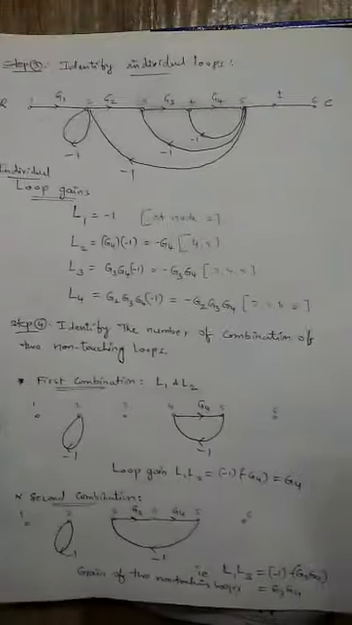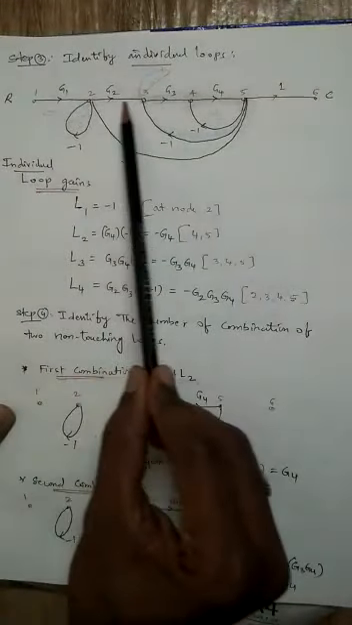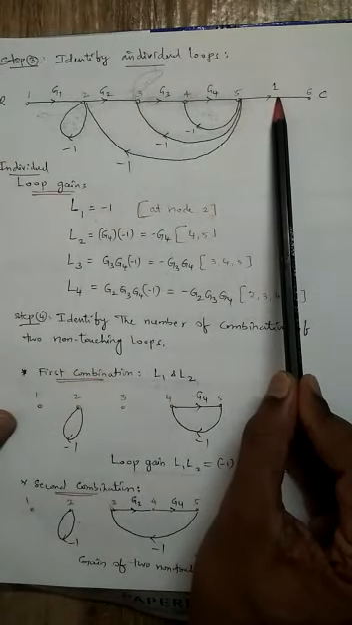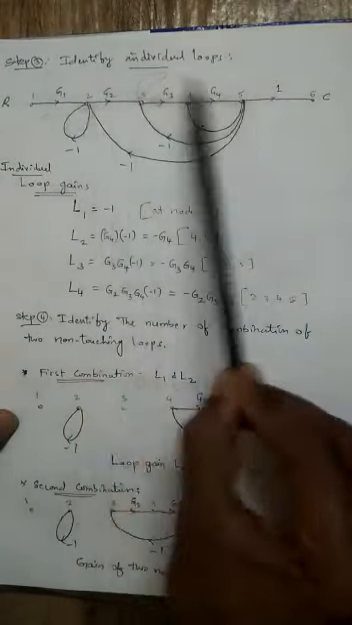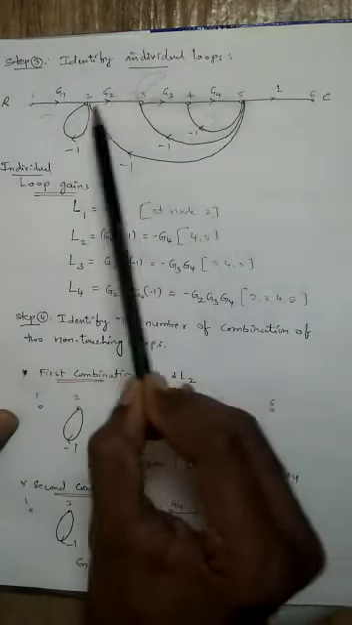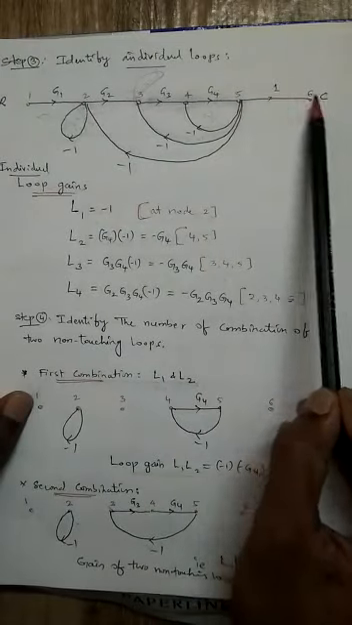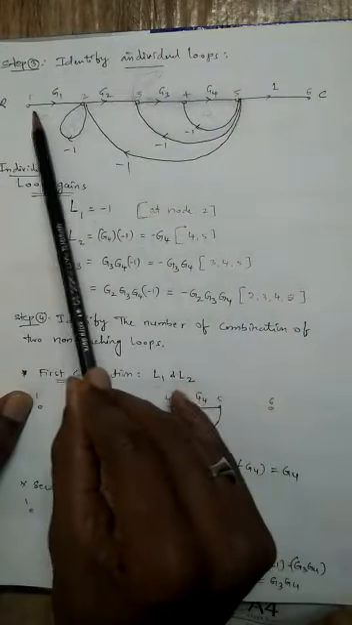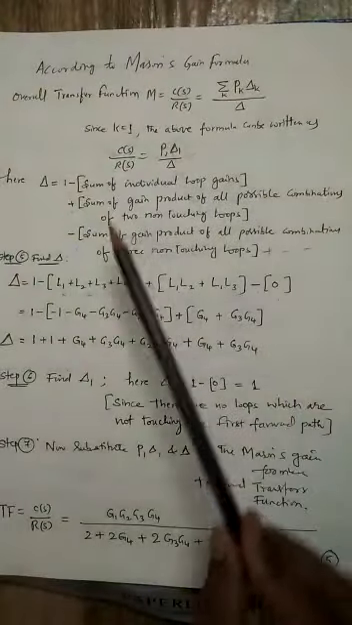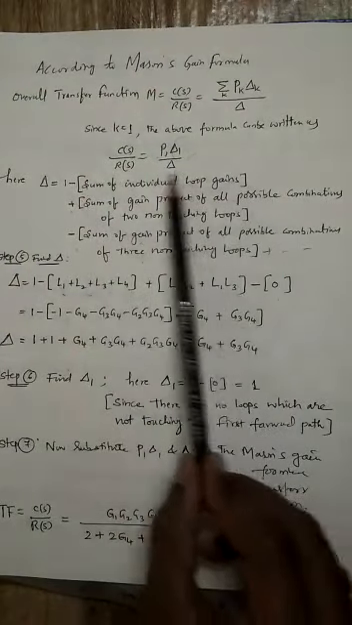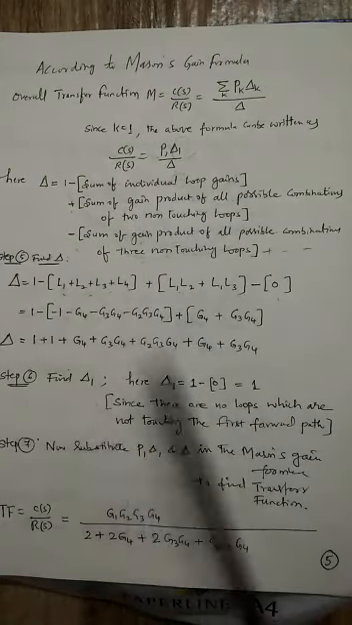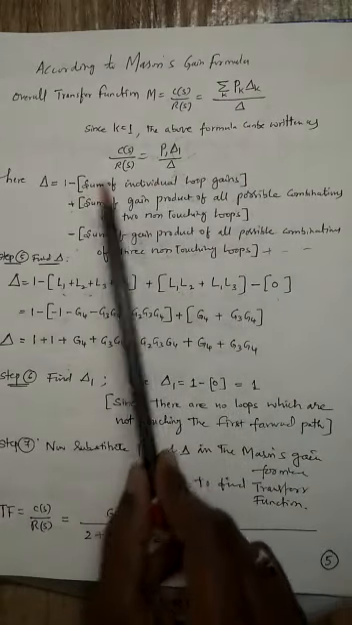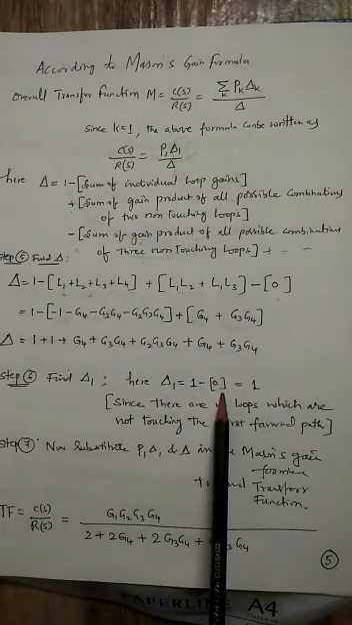How to find delta 1? Come back. To find delta 1, this is your forward path. For this forward path, you have to see which are the loops which are not touching. For this forward path, all the loops are touching. This loop is touching here, this loop, this loop, this loop. All the loops are touching. That means there are no loops which are not touching this particular forward path. When you don't have loops, then this term becomes zero when you are finding delta 1, because these terms are nothing but gains of loops. Since you are not getting any loops, this term becomes zero. Therefore, delta 1 is equal to 1 minus 0, which is equal to 1.